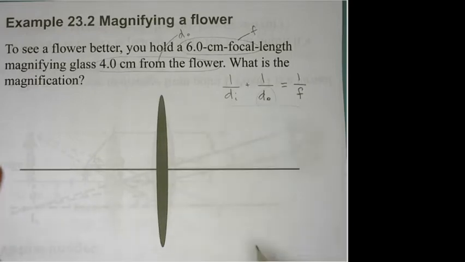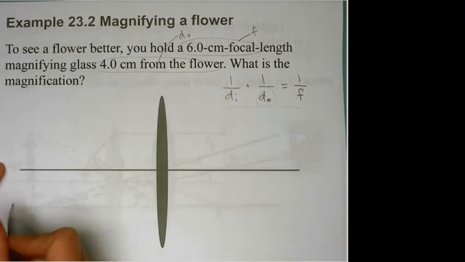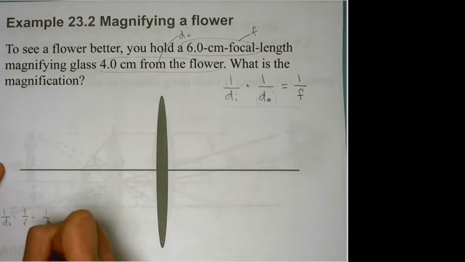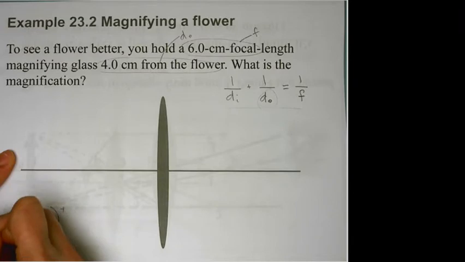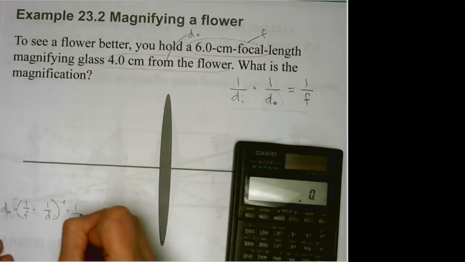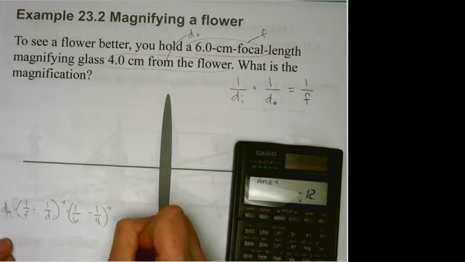So let's solve for DO. I'll subtract 1 over DI from both sides, so 1 over DO is 1 over F minus 1 over DI. Then I take the negative 1 power of both sides, and DO is that. Let's plug in some numbers. It's 1 over 6 minus 1 over 4, all to the negative 1. I push enter, and I got negative 12 centimeters.